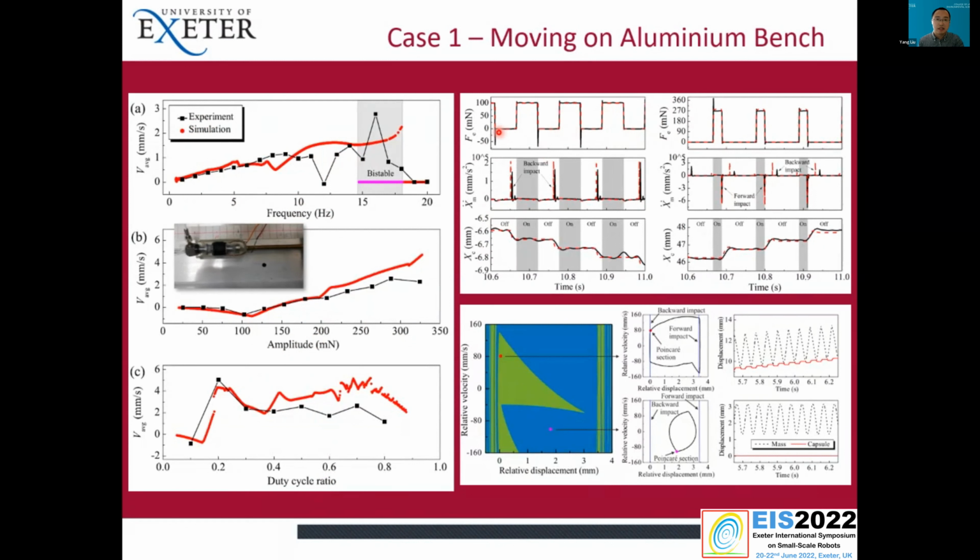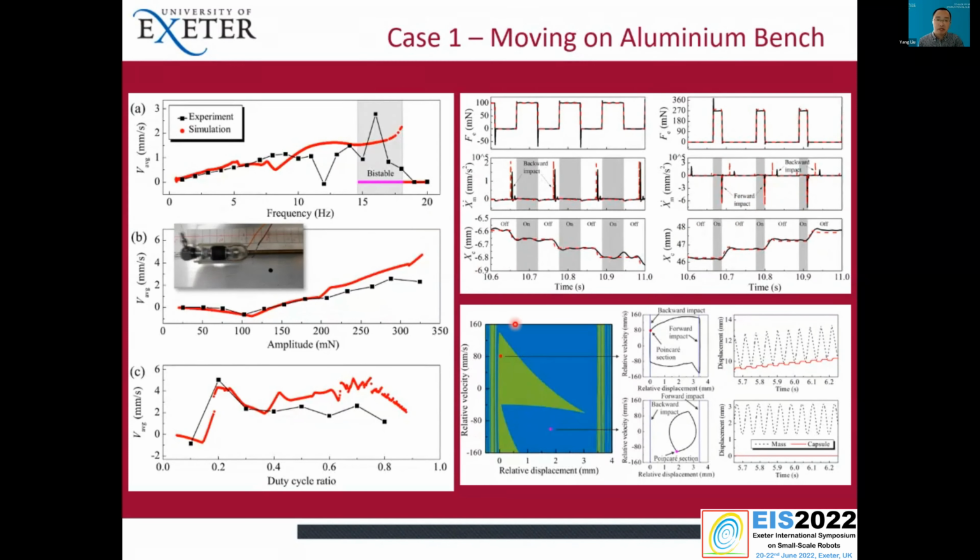We can see the square wave excitation and also the acceleration of the shaft. In this case, we only see the backward impact, and there's no forward impact, so the capsule is moving backwards. But when we change the excitation duty cycle, we observe the forward impact and also the backward impact. In this case, the forward impact is much higher than the backward impact, so the whole system is moving forward.